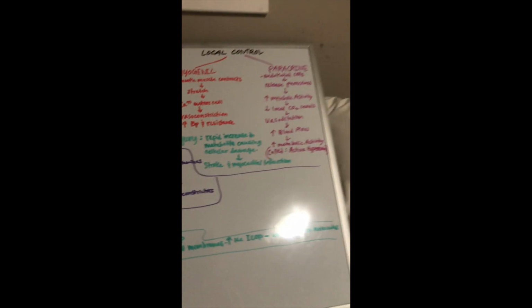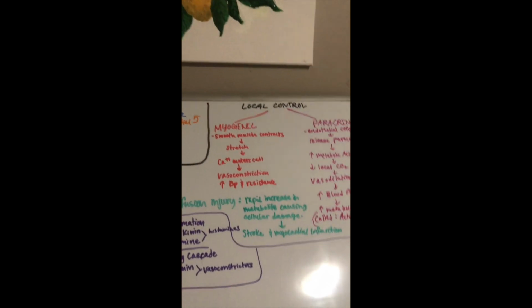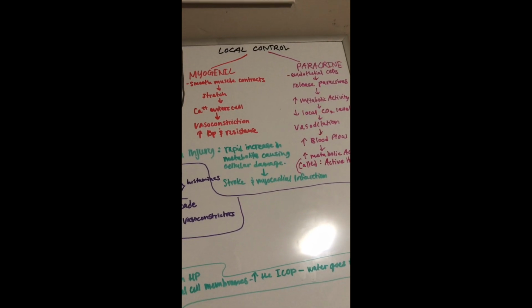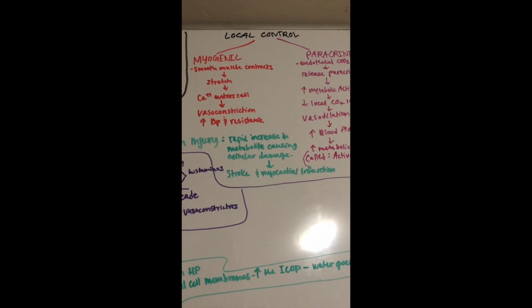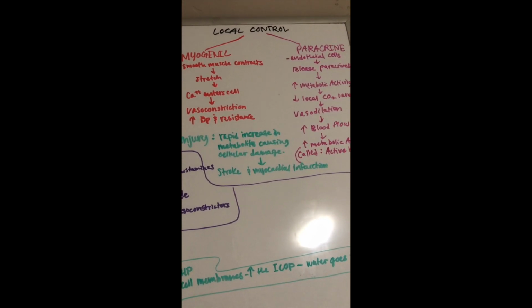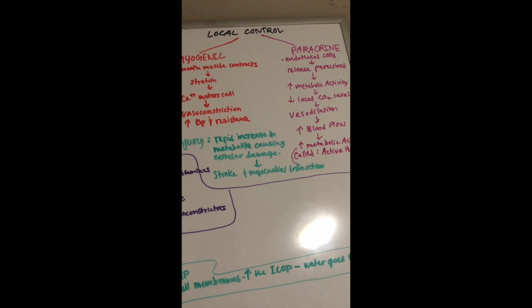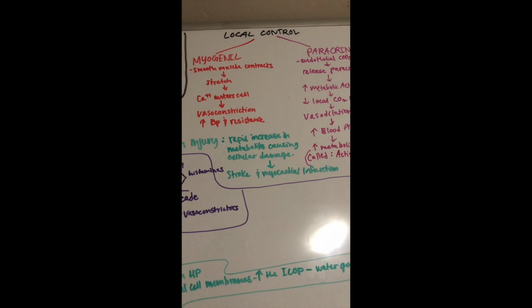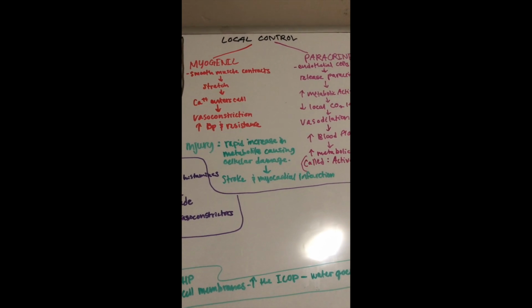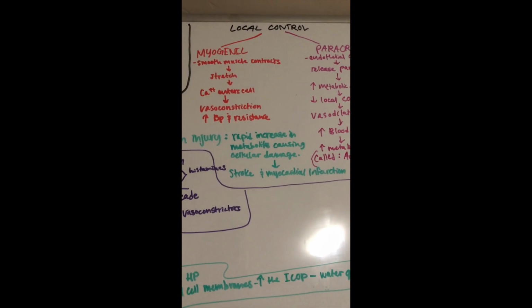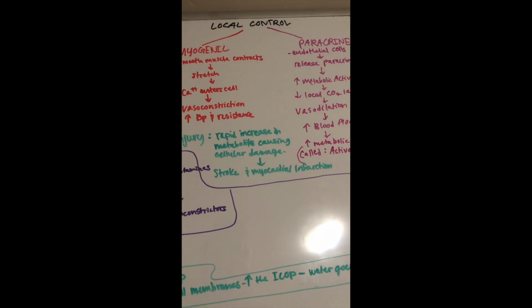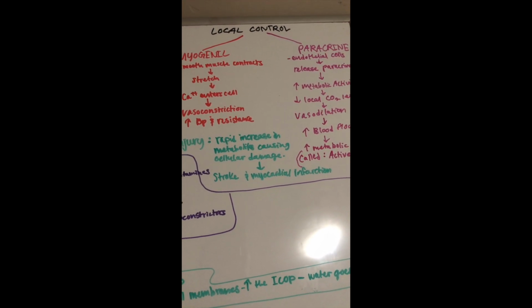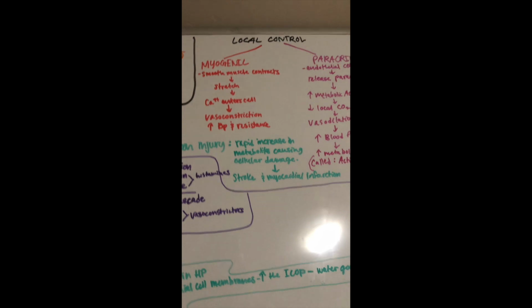Local control is really important because when we're talking about local control, we're talking about what's going on in an area of the blood vessel. This scenario can be caused by many different things, like a puncture wound, any fight or flight scenarios.